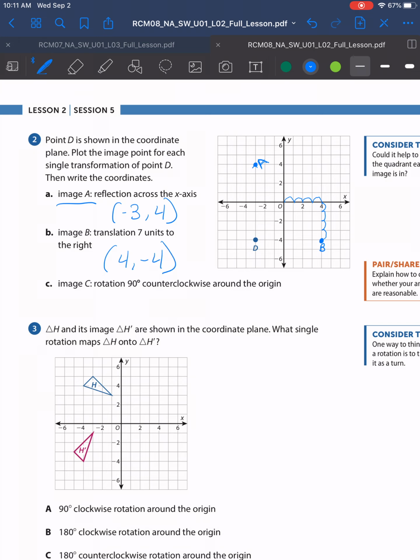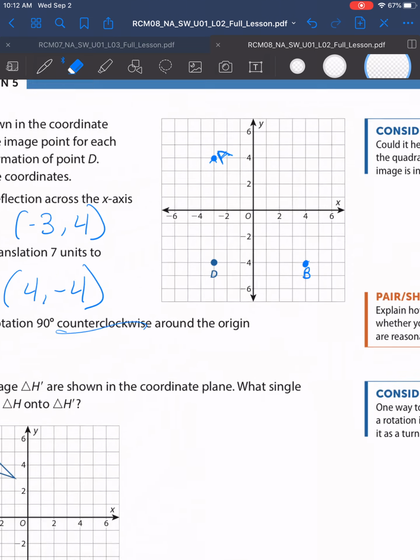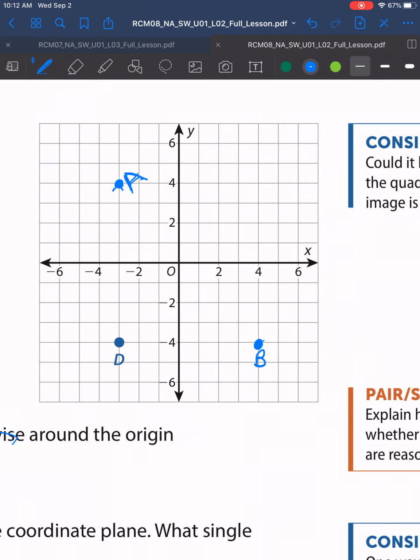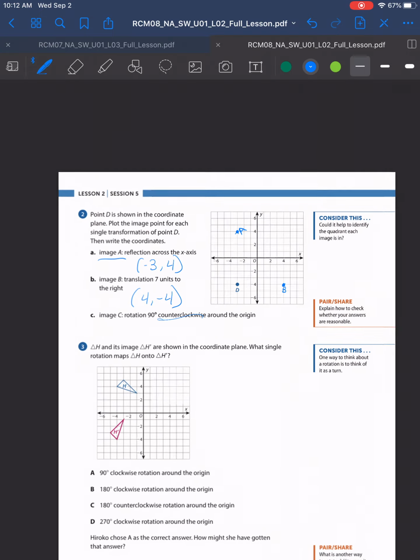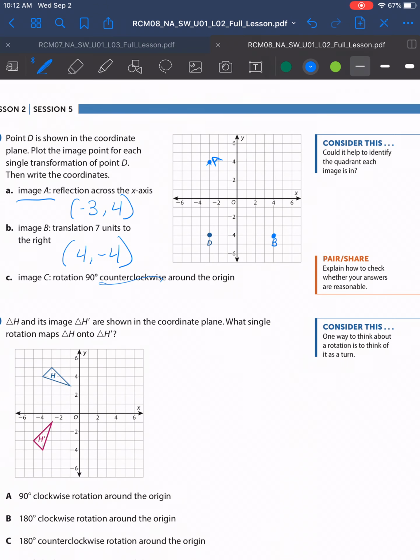Okay, now we're going to take D and we're going to rotate it 90 degrees counterclockwise around the origin. Okay, this one's a little bit trickier. Go and erase. Okay, we want D to go 90 degrees counterclockwise. Now here's the thing. It's going to land, hold on, 90 degrees counterclockwise. Counterclockwise means that way. I was going the other way and I was really confused.